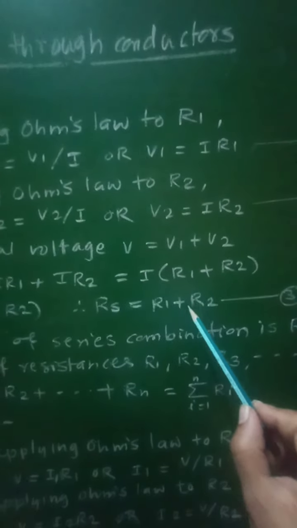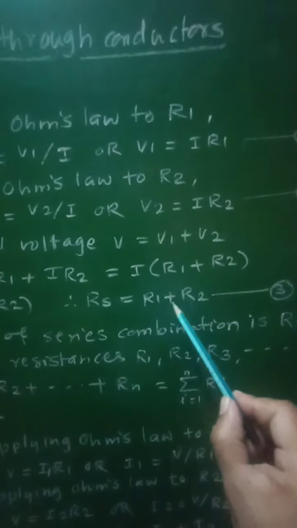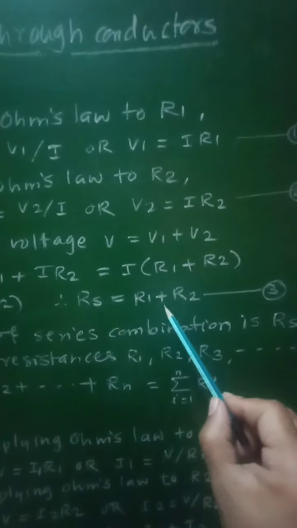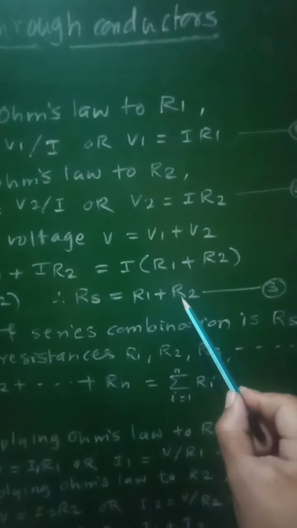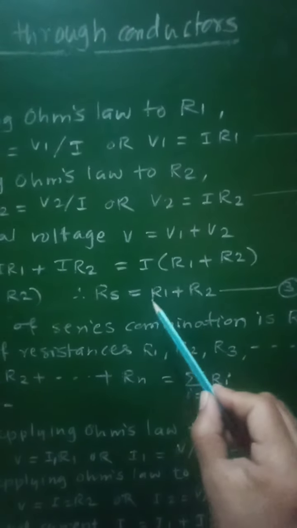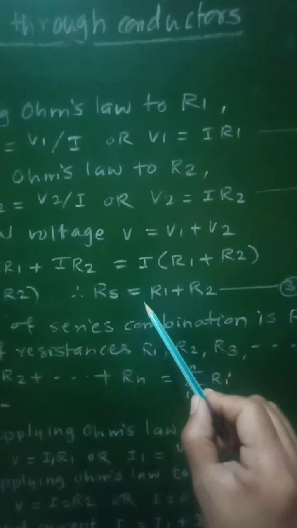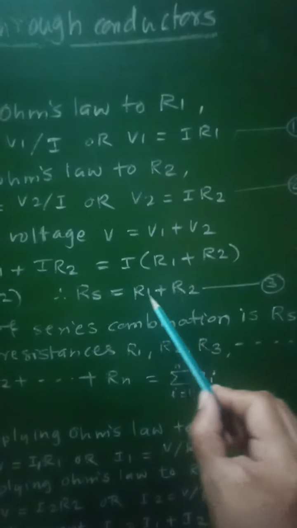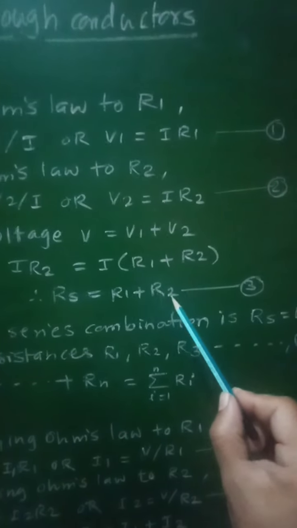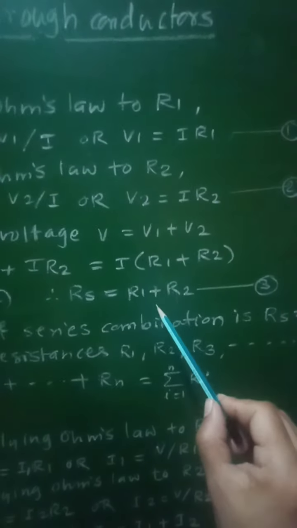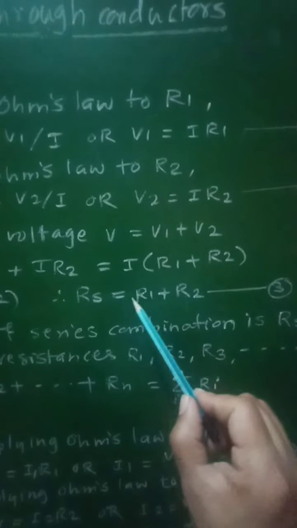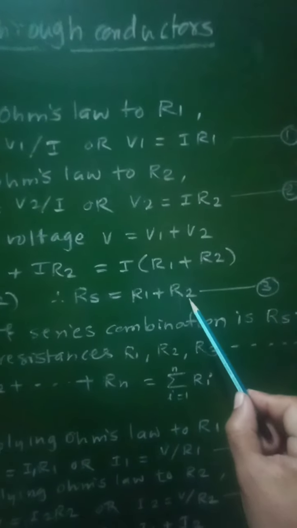From this equation it is clear that in case of series combination, the equivalent resistance is equal to the sum of all the resistances connected in the circuit. So RS will be equal to R1 plus R2, and therefore in series combination the equivalent resistance is equal to the sum of the resistances of all the resistors connected in series. And therefore when the resistances are connected in series, the equivalent resistance increases.